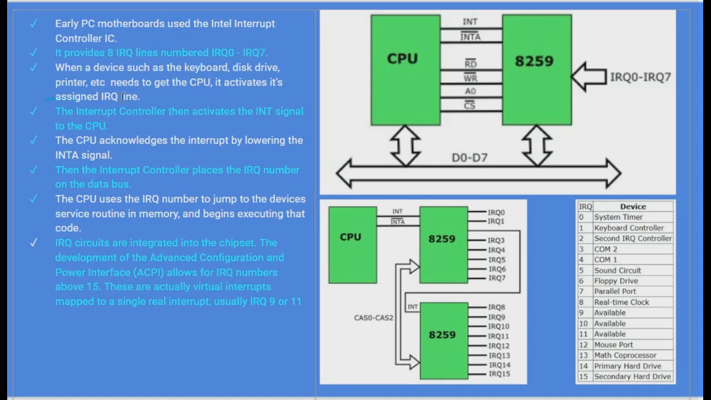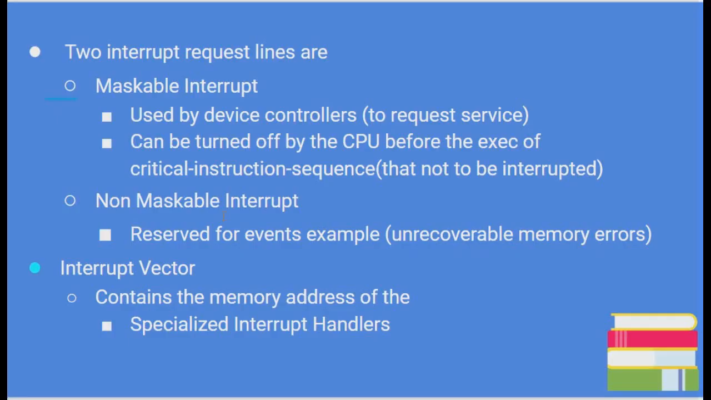Once it is lowered, it has to place the IRQ number on the data bus. The CPU uses the IRQ number to jump to the device service routine in memory and begin executing the code. Here's the example. These are the IRQ numbers, and these are the IRQ lines. This is just a modified version having 15 IRQ lines.